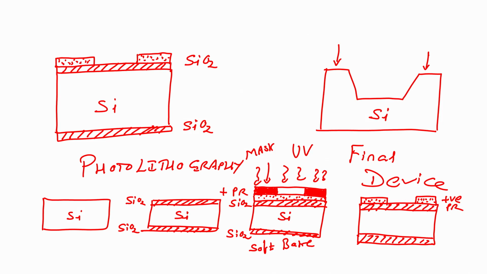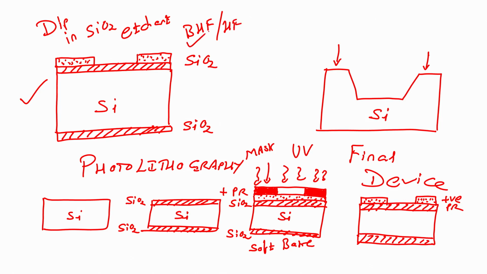Now, this is what is shown over here. After this I will dip this wafer in SiO2 etchant. My SiO2 etchant is buffered hydrofluoric acid or hydrofluoric acid; generally buffered hydrofluoric acid is used. Then what will happen? The silicon dioxide will get etched in the region which is not protected by my photoresist, like this.